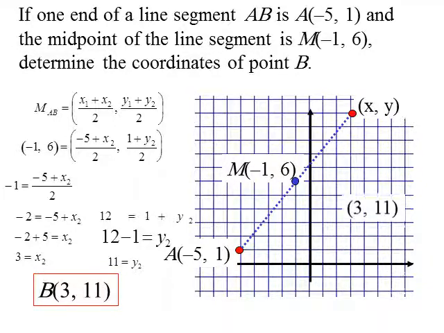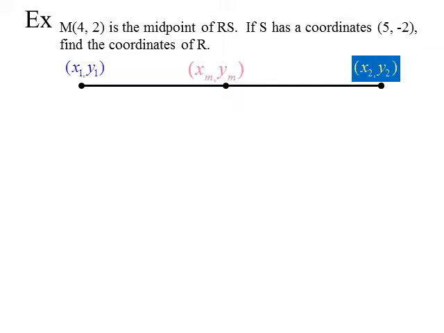That means the other endpoint will be 3, 11.